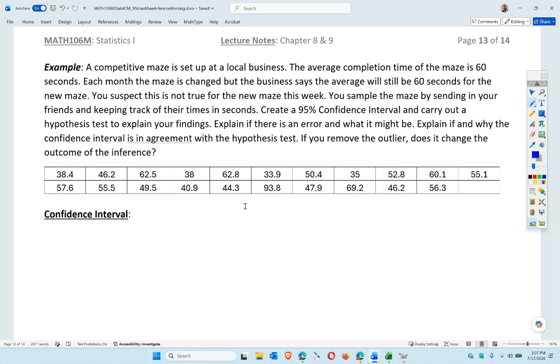Explain if and why the confidence interval is in agreement with the hypothesis test. If you remove the outlier, does this change the outcome of the inference?